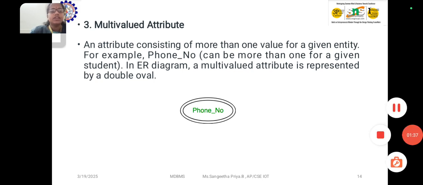Next is the multi-valued attribute, an attribute consisting of more than one value for a given entity. For example, there can be more than one phone number for a given student. In an ER diagram, a multi-valued attribute is represented by a double oval.